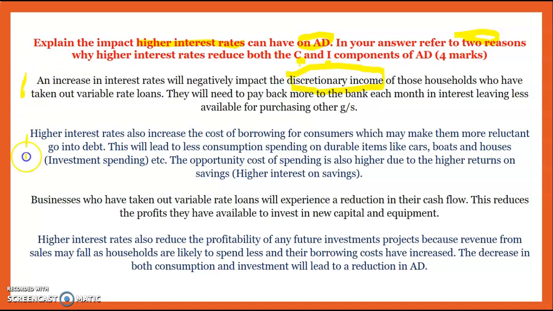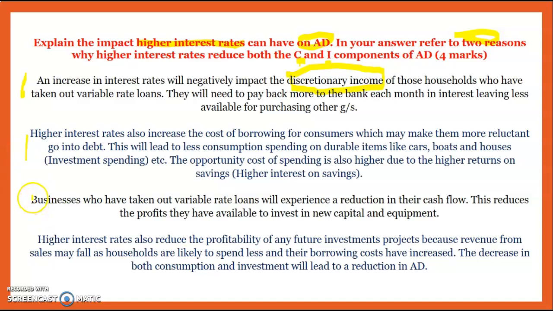Your second reason is that higher interest rates also increase the cost of borrowing for consumers, which makes them more reluctant to go into debt, which will also lead to less consumption on things like cars and boats and houses and things like that. And there's also more incentive to save because you get a higher return. So they're two separate reasons. One, people spend less because they have less discretionary income. And two, people who are thinking of taking out a loan are more reluctant to do so because they know they're going to have higher interest rates or higher borrowing costs. So they're less likely to buy that car or that boat or spend on the credit card and they're also more likely to save. So they're your two reasons why it reduces consumption.